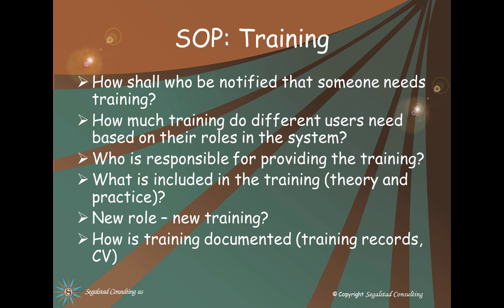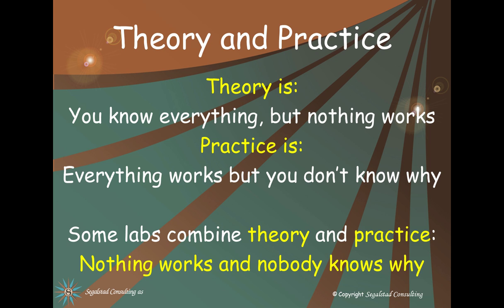Training is an important part. The LIMS users or the system users need to be trained, and the SOP will explain a little bit about that. How shall who be notified when somebody needs training, and how much training does each of the different types of users need based on their roles in the system? Who's responsible for providing training, and what shall be included in training, like theory and practice? A new role, new training, how training is documented in training records, CVs, etc.